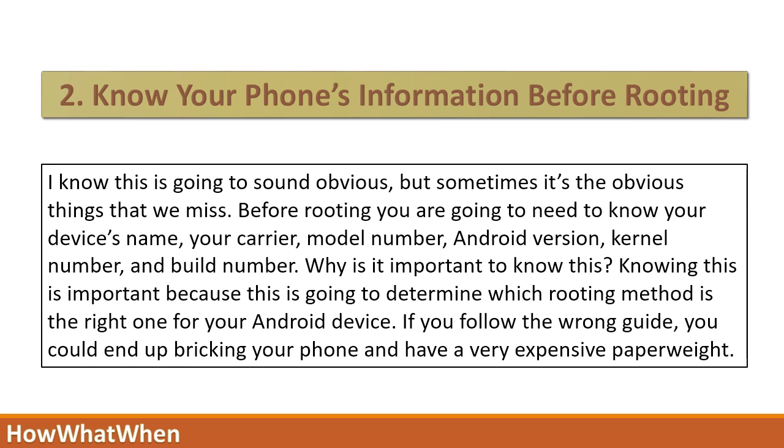I know this is going to sound obvious, but sometimes it's the obvious things that we miss. Before rooting, you are going to need to know your device's name, your carrier, model number, Android version, kernel number, and build number. Why is it important to know this? Knowing this is important because this is going to determine which rooting method is the right one for your Android device. If you follow the wrong guide, you could end up bricking your phone and have a very expensive paperweight.